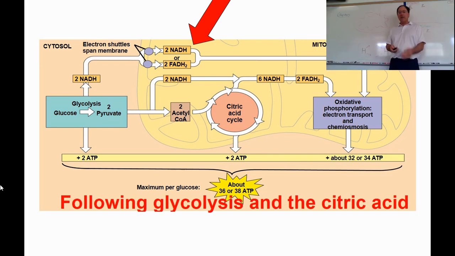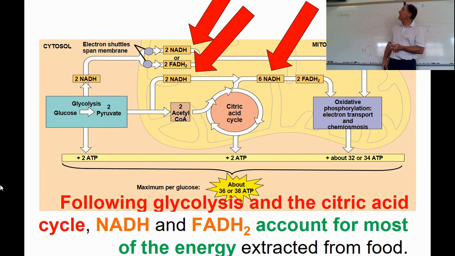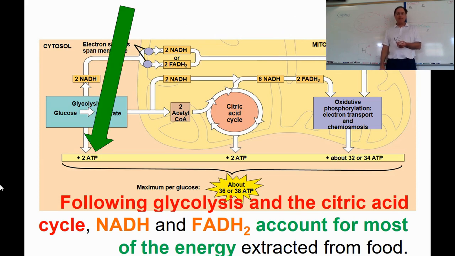But you can see that here, following glycolysis and the citric acid cycle, NADH and FADH2 account for most of the energy extracted from food. I'm going to show you in a moment where 10% of the energy is made, but let's just focus on the big picture now of getting the hydrogens, stripping them off of this molecule of glucose, and then taking those electrons, which were once part of hydrogens, to the electron transport chain. You can see it here, here, here, and here. Just know that this is a big player, and it's an electron-carrying molecule.